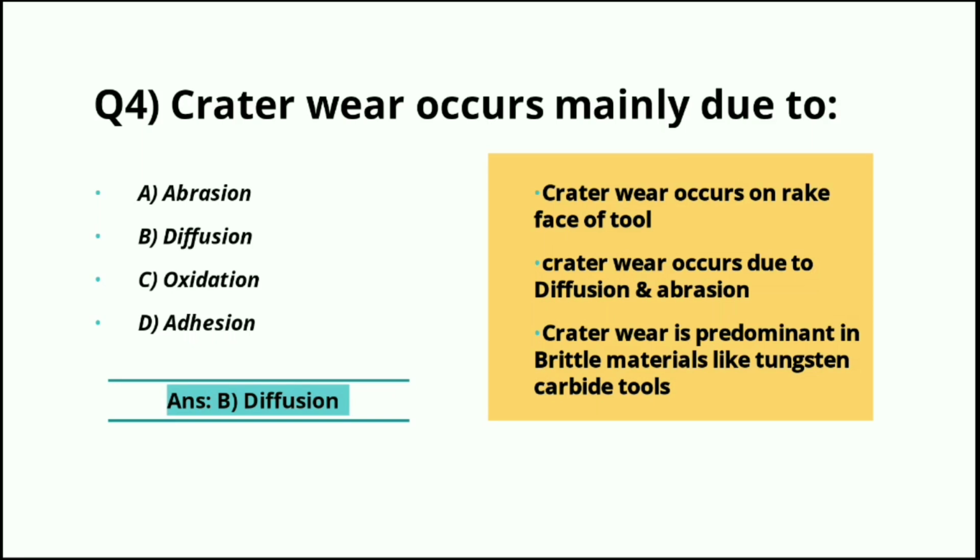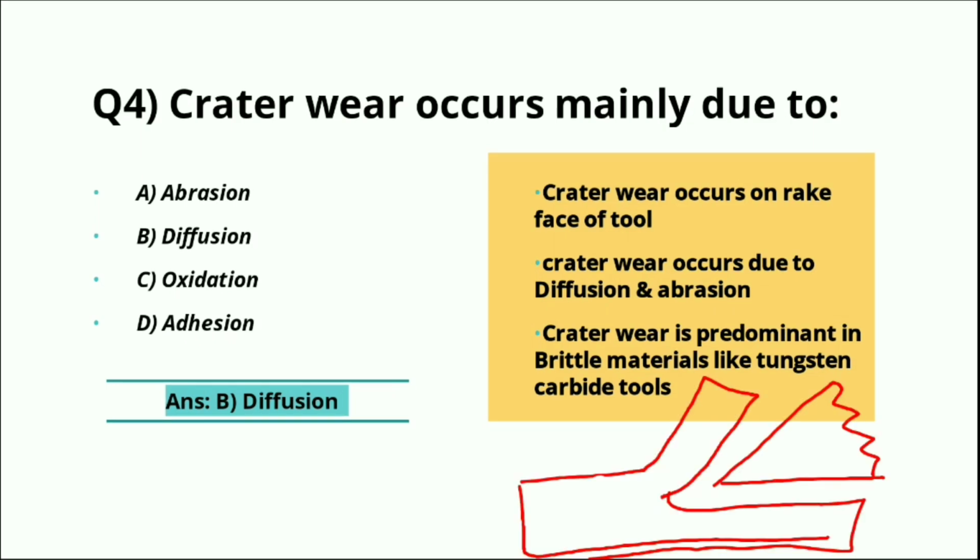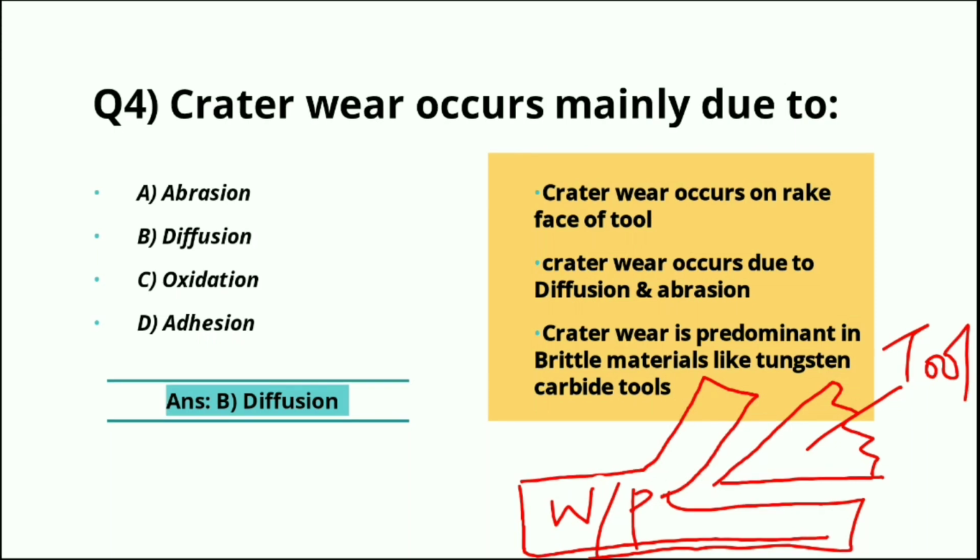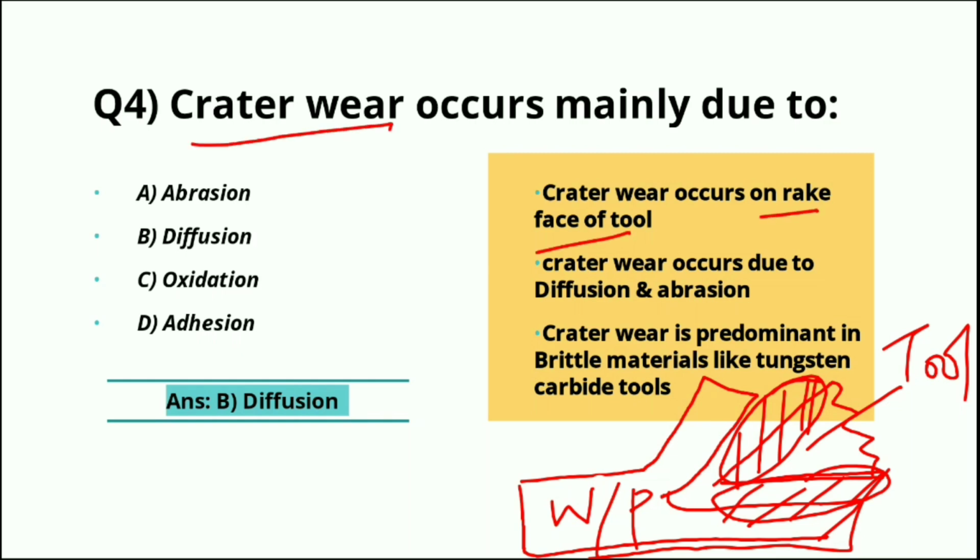I will try to draw a rough diagram for better understanding. Suppose this is the workpiece and this is the tool. Crater wear occurs on the top surface of the tool, that is called the rake face of the tool. Whereas flank wear occurs on the lower surface of the tool, which is called the flank surface of the tool. Here crater wear occurs on the rake surface of the tool.